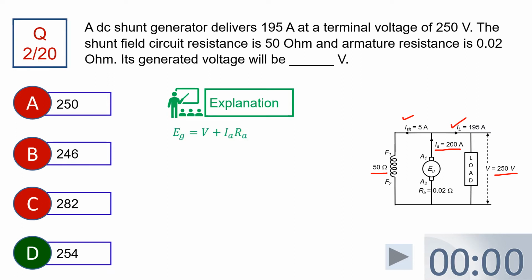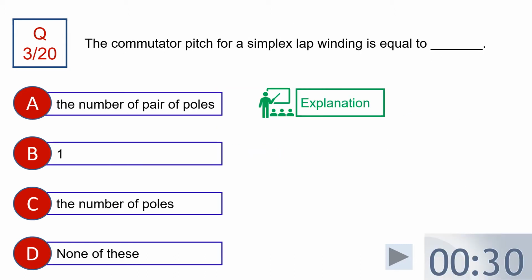Now EG, it is V plus IA RA. Now V is 250, IA is 200, and RA is 0.02, and therefore EG is equal to 254 volt, and therefore option D is the correct answer. Question 3.